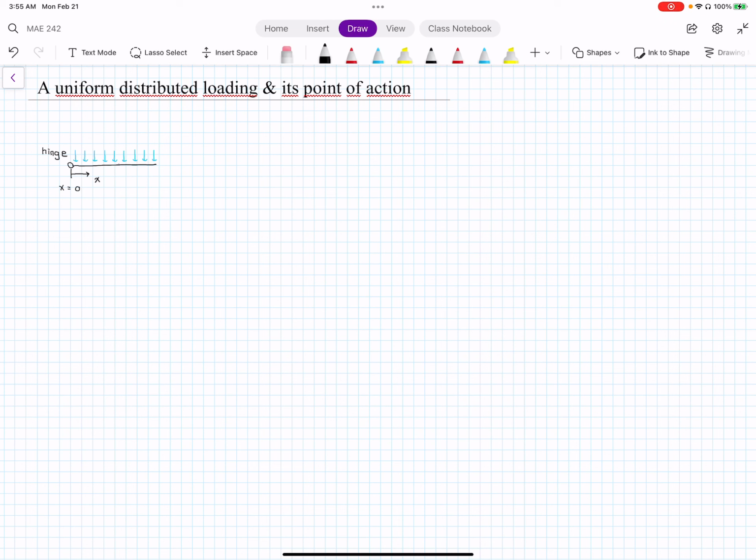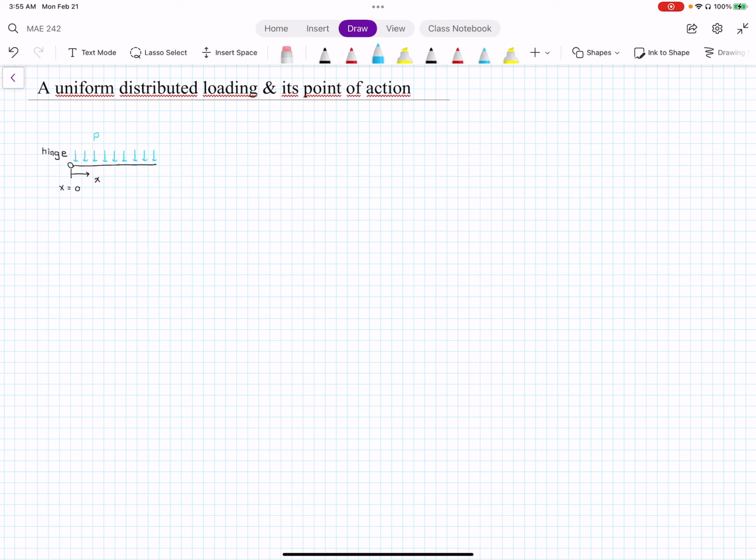In this short video, I'll talk about a uniform distributed loading and its point of action, and why the point of action has to be located at the center of the plate. So here's a drawing of the horizontal plate, and it is hinged at x equal to 0, and the x-axis is measured from the hinge. And as you can see, there is a uniform loading.